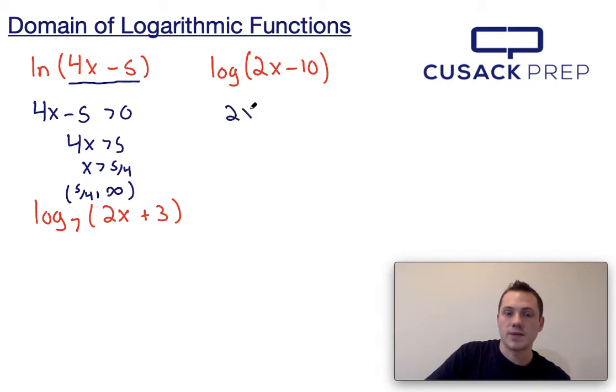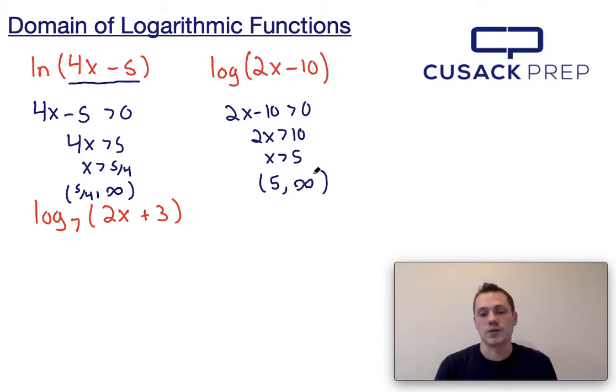Over here, we could say that 2x minus 10 is greater than 0. Adding 10 to both sides, we would find 2x is greater than 10, or x is greater than 5. So this would turn into the interval notation, 5 comma infinity.